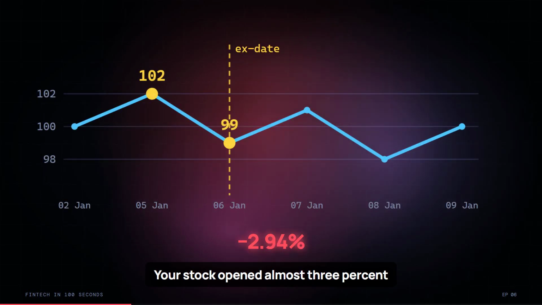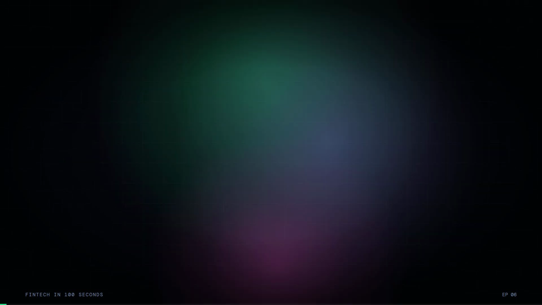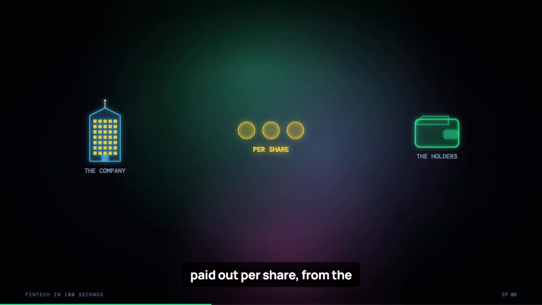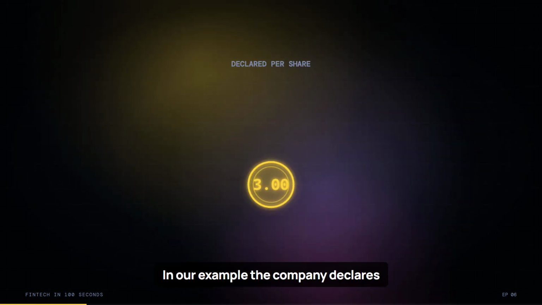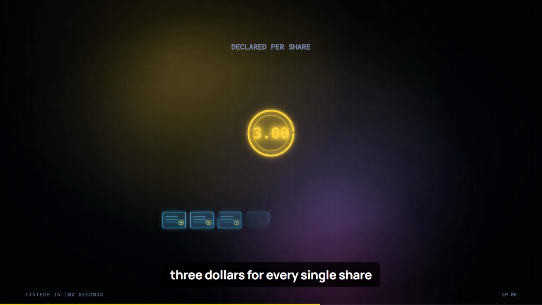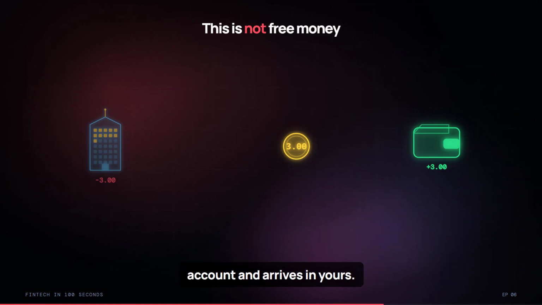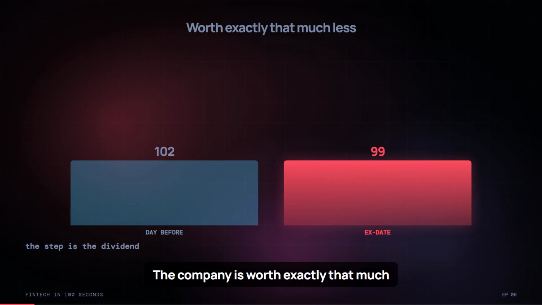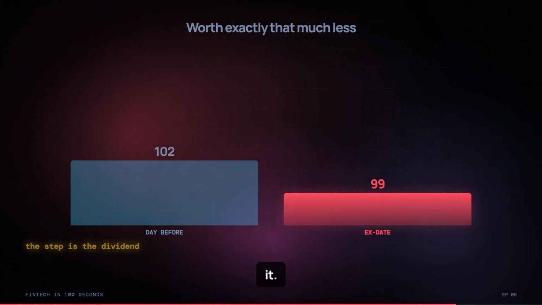Your stock opened almost 3% lower this morning, and you lost absolutely nothing. A cash dividend is simply money paid out per share from the company to the people who own it. In our example, the company declares $3 for every single share you hold. But this is not free money. Every cent of it leaves the corporate bank account and arrives in yours. The company is worth exactly that much less, so the market price steps down to match it.